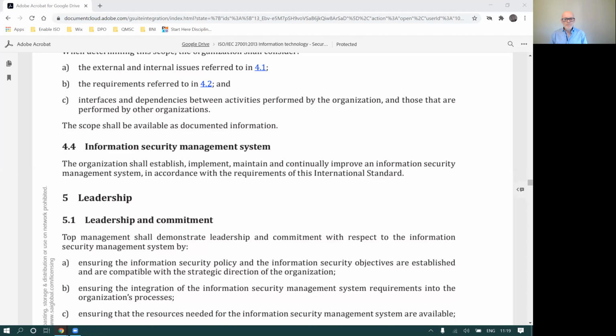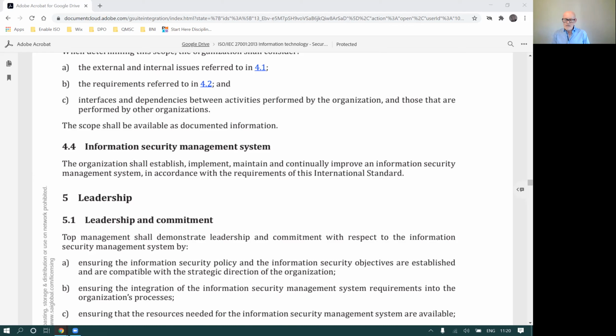Hello again. In this video clip, we're looking at clause 4.4 of ISO 27001, Information Security Management System. Looking at the criteria on the screen in front of us, just to read it out: the organization shall establish, implement, maintain, and continually improve an information security management system in accordance with the requirements of this international standard.